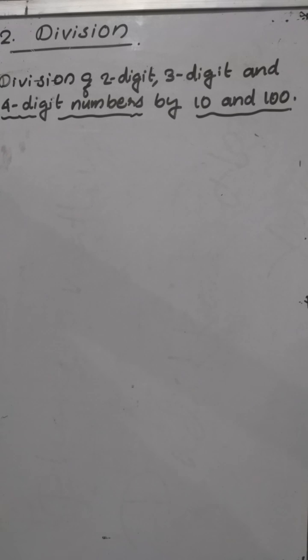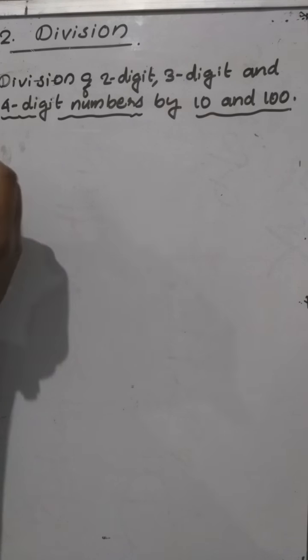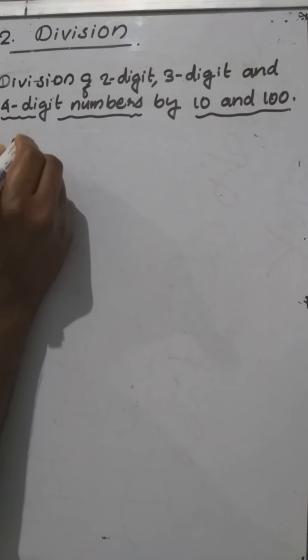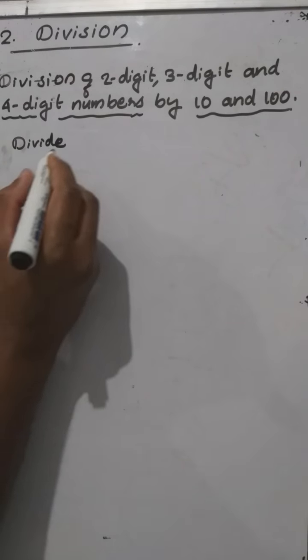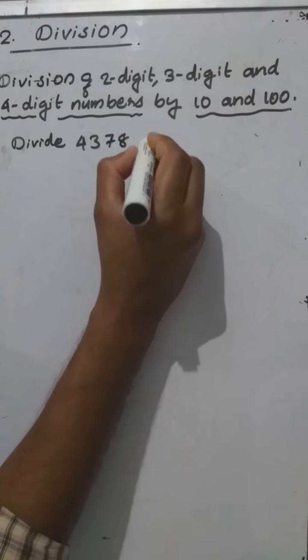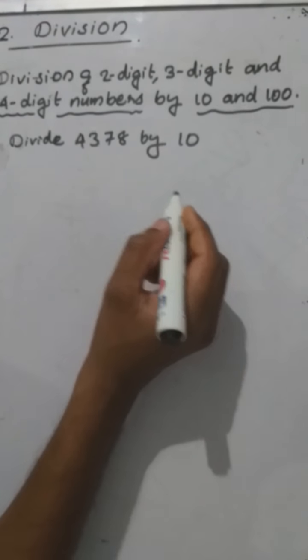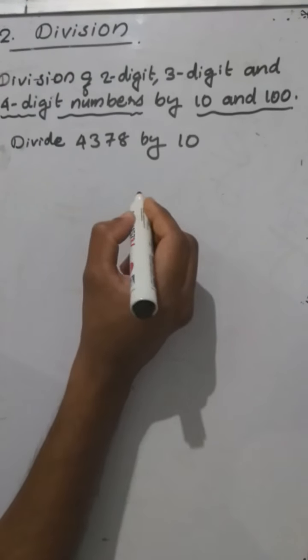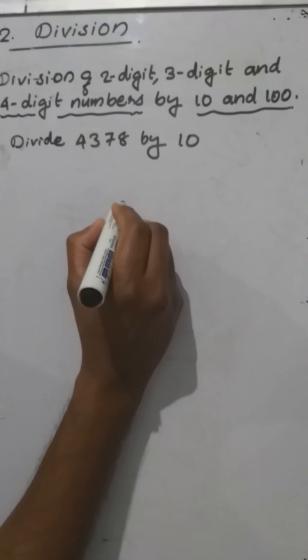Division of 2-digit, 3-digit and 4-digit numbers by 10 and 100. Let us check how to divide a 4-digit number by 10. Divide 4378 by 10. As we did in the previous examples, same steps we have to follow.